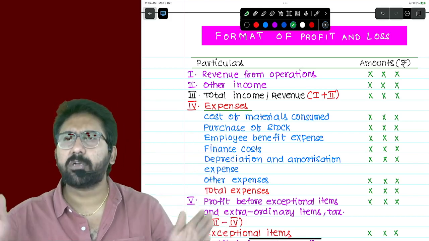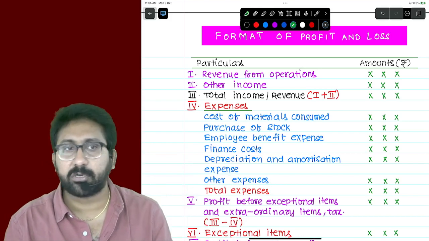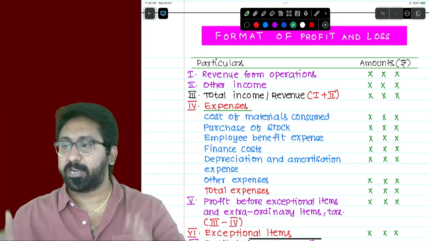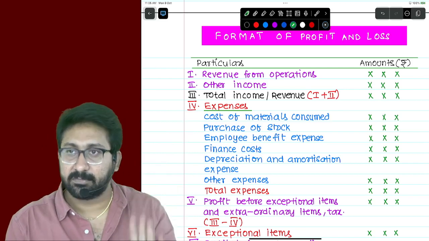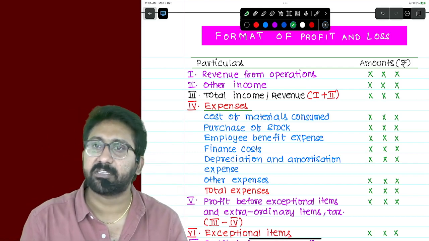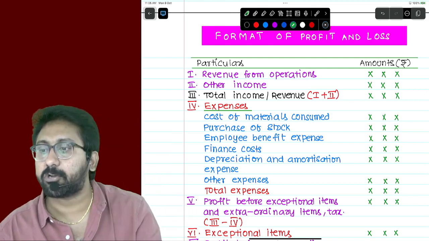Next, totally put together is called what? Total income, also called total revenue. Tell me what are the first 2 items? Revenue from operations and other income. Totally put together is called total income or total revenue: 1 plus 2. Up to here, everyone understood?